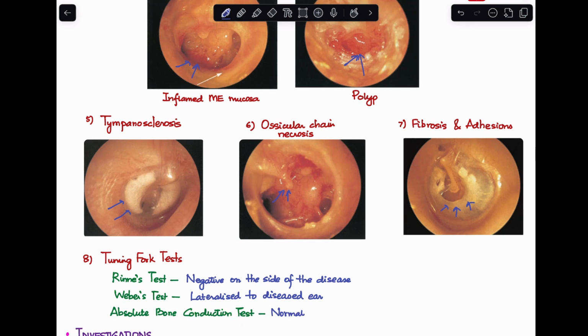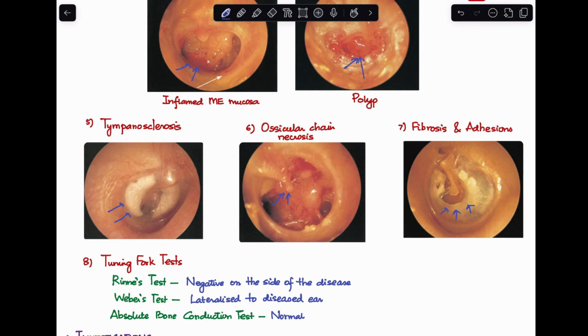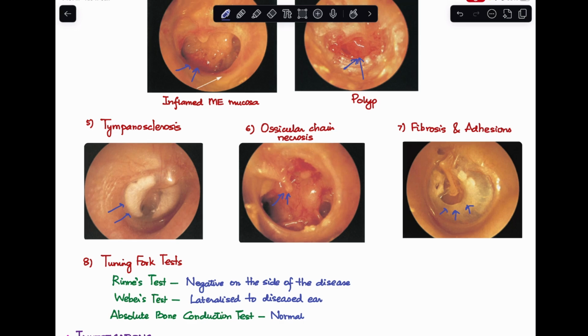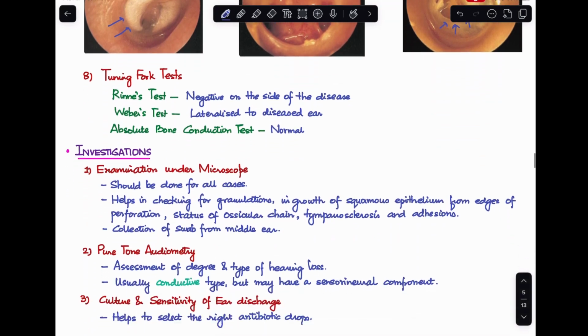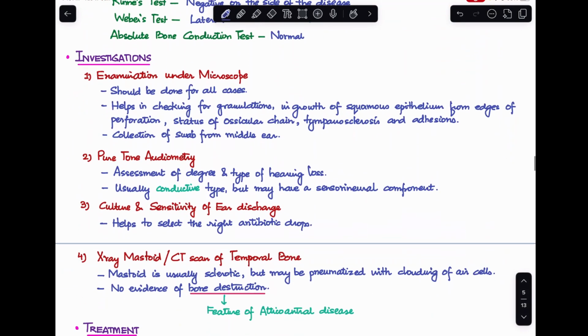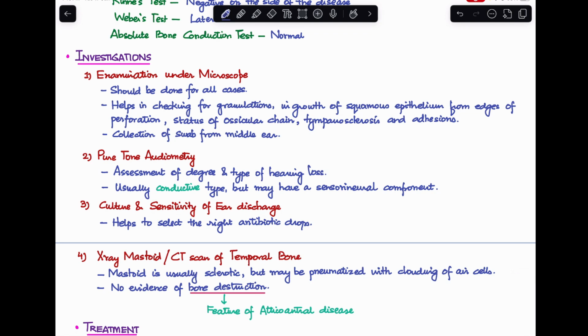When you perform tuning fork tests, the Rinne's test will be negative on the side of the disease, Weber's test will be lateralized to the diseased ear, and the absolute bone conduction test would be normal. So these are all the symptoms and signs you will be seeing when a patient of mucosal chronic otitis media comes to you. Next, we'll talk about how we will investigate a patient of mucosal chronic otitis media.